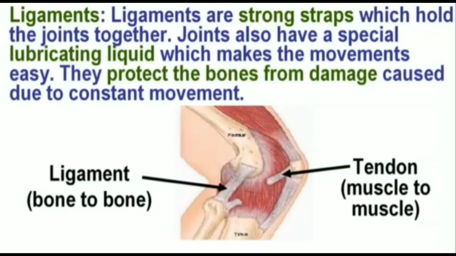Joints also have special lubricating liquid. These liquids make the movement easy and protect the bones from damage caused due to constant movement. At these joints where the bones rub against each other, they are also supported by a stiff but flexible substance that is called cartilage. This cartilage also protects the bones from wear and tear due to friction caused by constant movement of the bones.